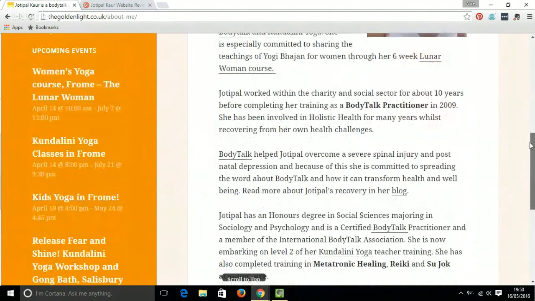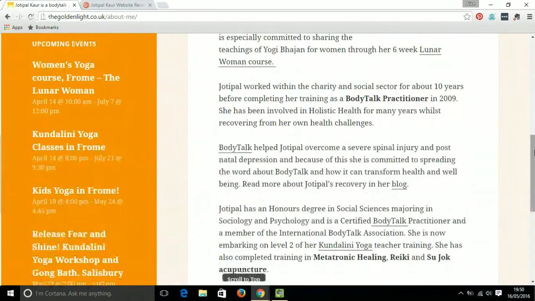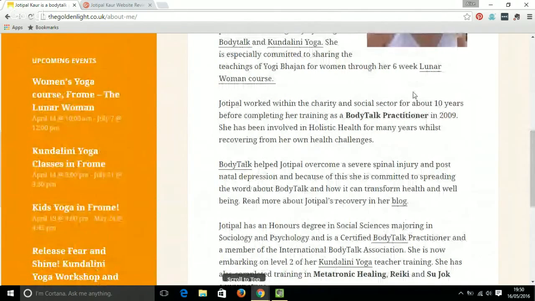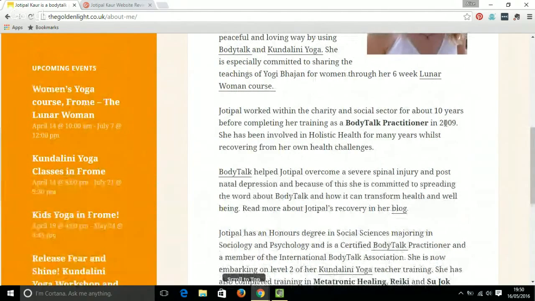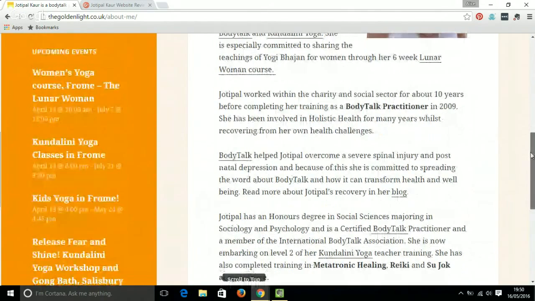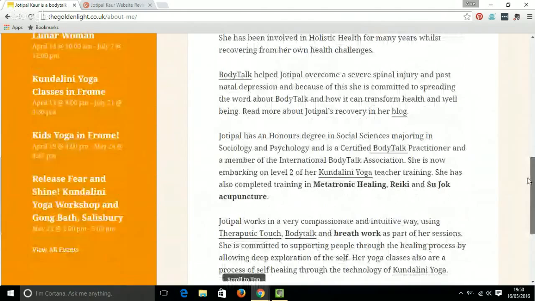So this is great about your spinal injury. The charity and social sector is more just about, you know, you had a career beforehand and you changed because Body Talk changed your life. And you were so inspired by it. So that's a little spin that I would put on that instead.